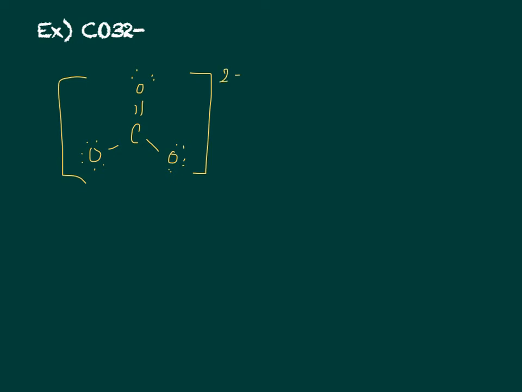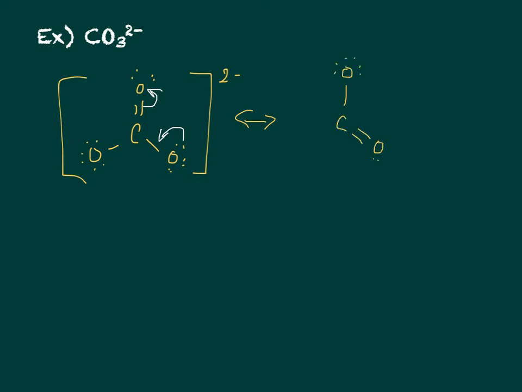Now, what if these electrons decide to become double bonded? That's going to push those electrons up to that other oxygen, and that gives us our second resonance contributing structure, where we have an oxygen that's singly bonded, carbon double bonded to an oxygen, and then another single bonded oxygen. And don't forget the 2-.